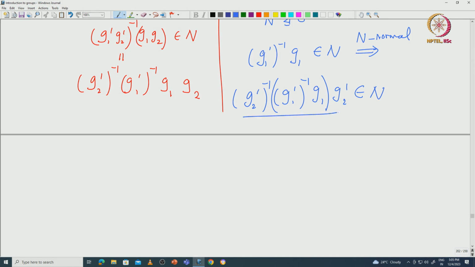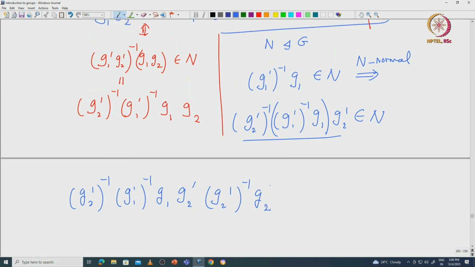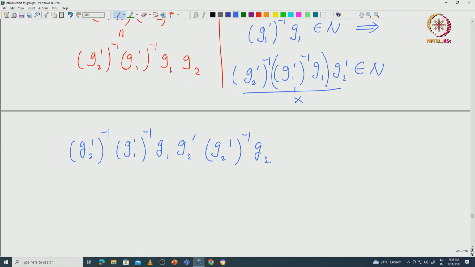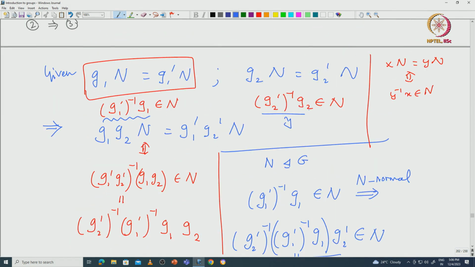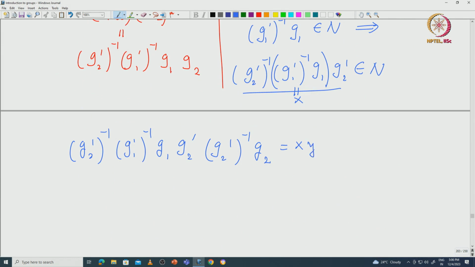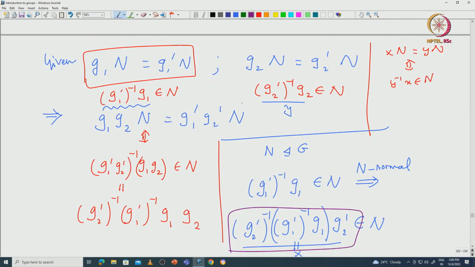So now you can rewrite this: g2' inverse g1' inverse g1, and then you write g2' inverse g2. Let's call the first part x, so this is x times this y, where x is this term and y is this term.